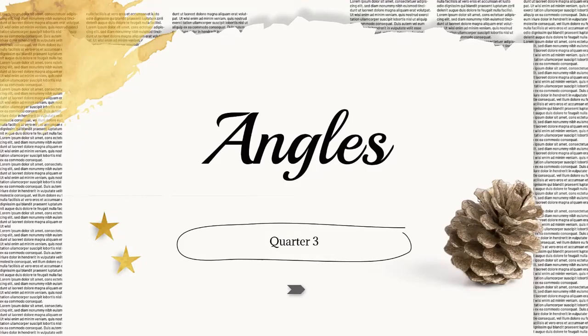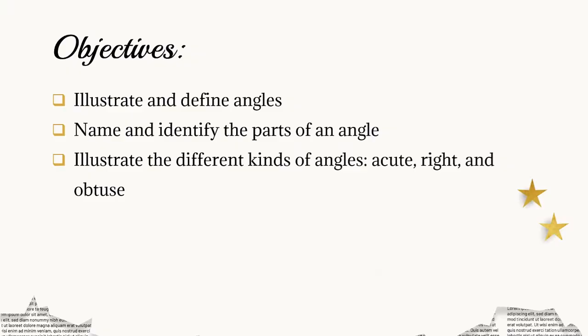Hi class! For today's video, we're going to discuss angles. And here are the objectives that we're going to attain. 1. Illustrate and define angles. 2nd, name and identify the parts of an angle. Last, illustrate the different kinds of angles: acute, right, and obtuse.